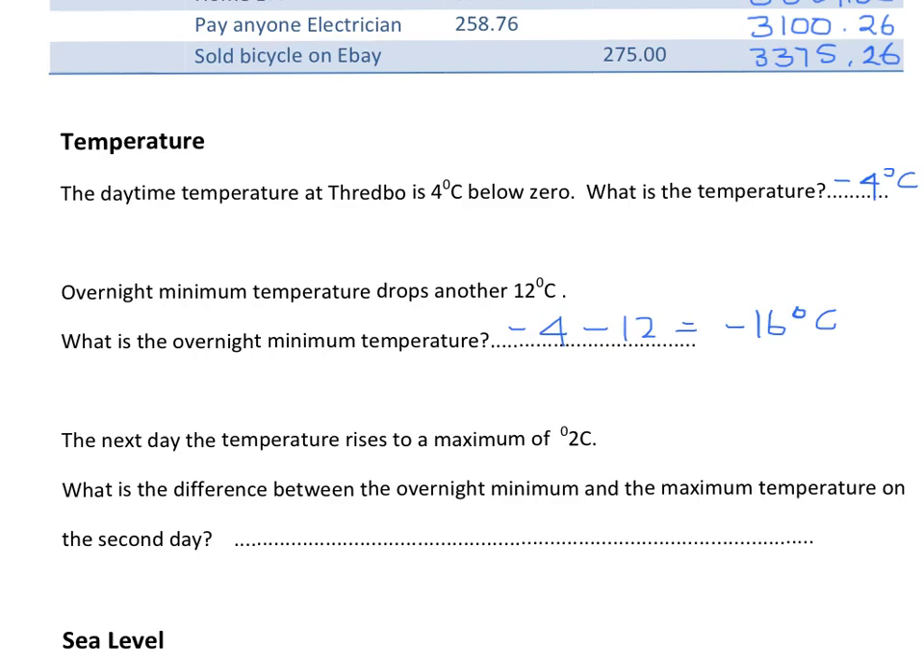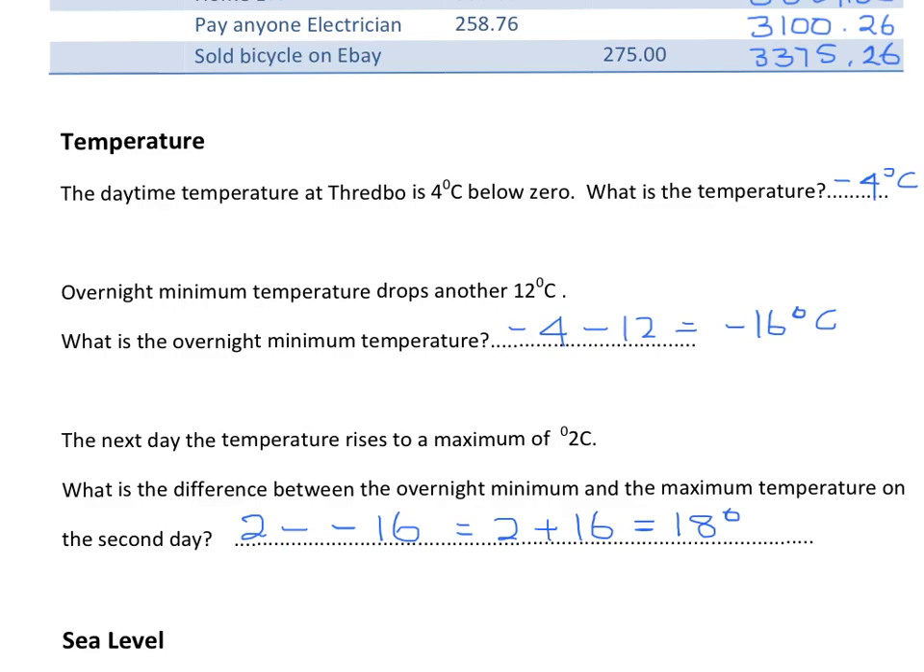Well, to find the difference between the two, it's got to be 2 subtract the minimum temperature of the previous night, which was -16. And the difference between the two, you've probably already figured it out, it's 18 degrees. And so what that means is that if we've got this double negative here, 2 subtract -16, it actually means 2 plus 16, 18 degrees centigrade.